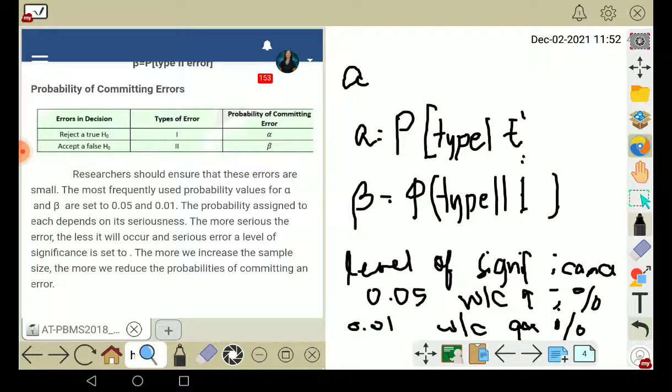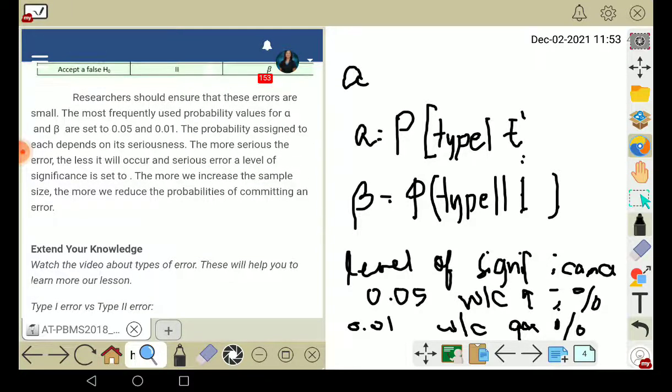The more serious the error, the less it should occur, so for a serious error the level of significance is set lower. The more we increase the sample size, the more we reduce the probability of committing the error. The idea behind this is that as you cover the entire population, you are getting nearer and nearer to the true value in our population.